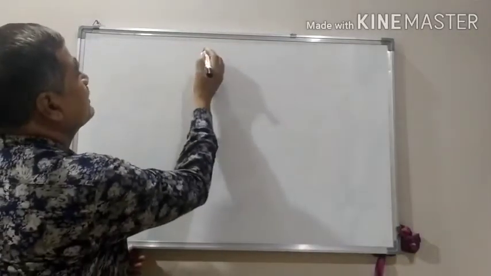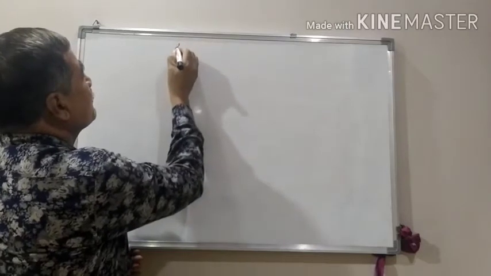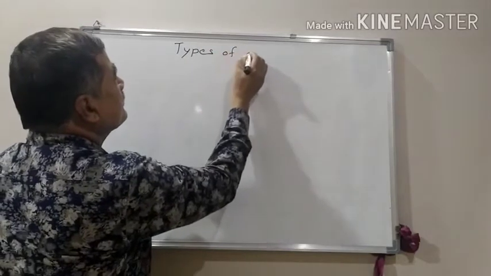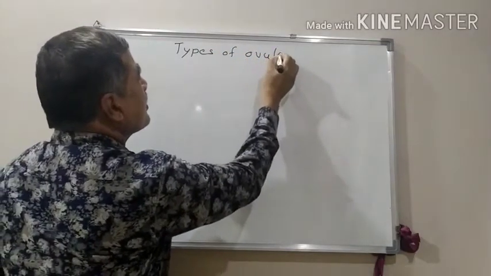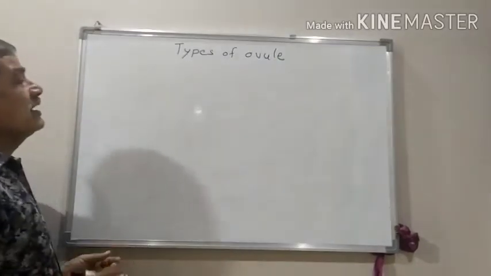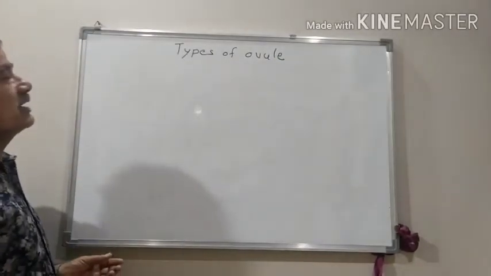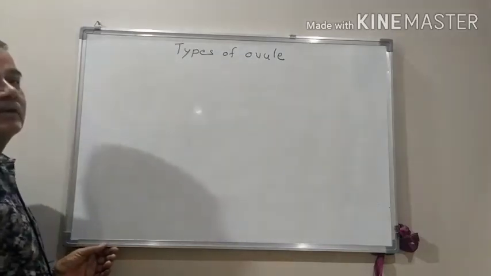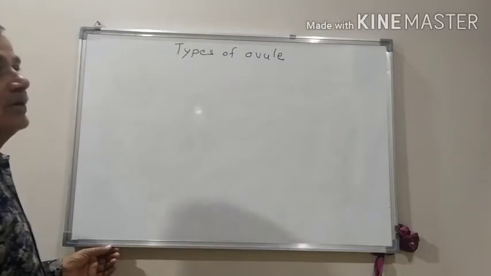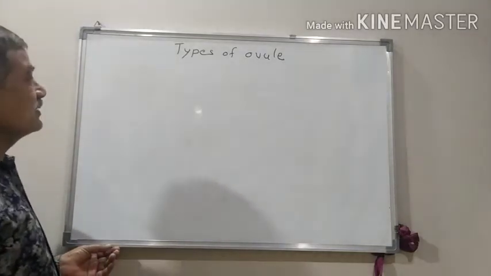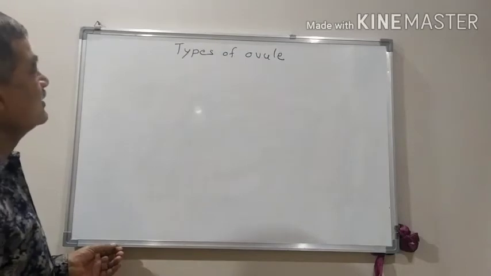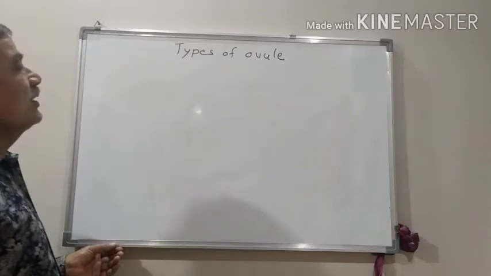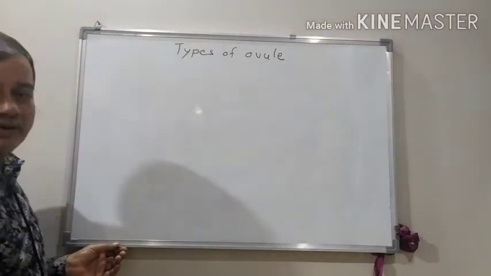We are going to see the types of ovule. The ovule is the megasporangium, that is, a megaspore-containing structure in the gynoecium. The gynoecium is placed in the innermost fourth whorl, an essential whorl consisting of the pistil or carpel. This carpel consists of ovary, style and stigma, and in the ovary the ovules are located.